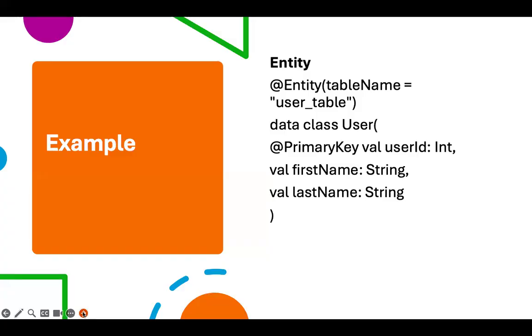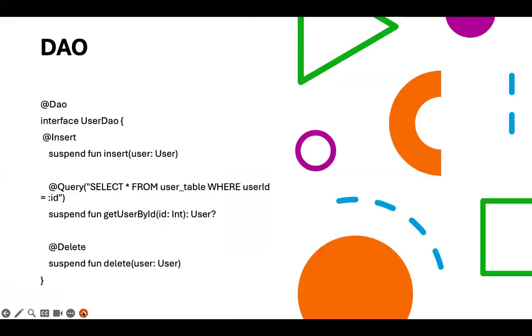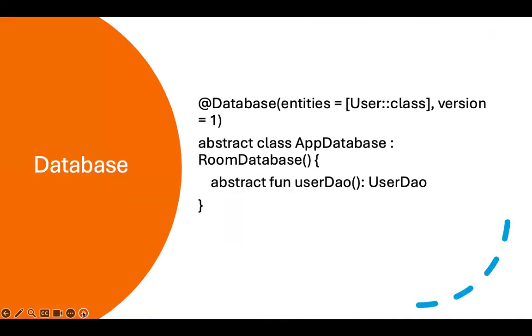Example. Entity, Kotlin: @Entity(tableName = "user_table") data class User(@PrimaryKey val userId: Int, val firstName: String, val lastName: String). DAO, Kotlin: @Dao interface UserDao. @Insert suspend fun insert(user). @Query("SELECT * FROM user_table WHERE userId = :id") suspend fun getUserById(id: Int): User. @Delete suspend fun delete(user).